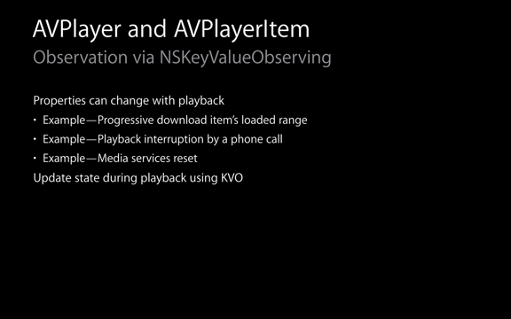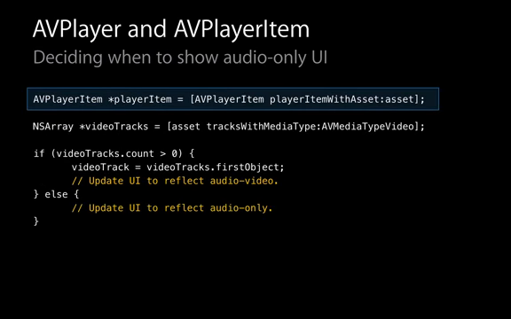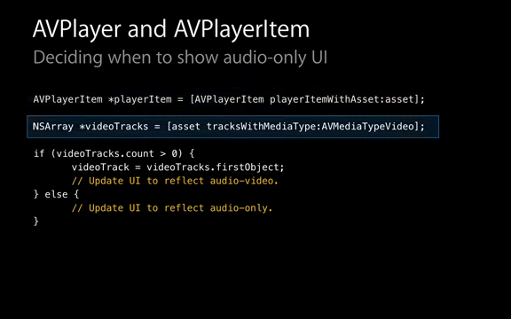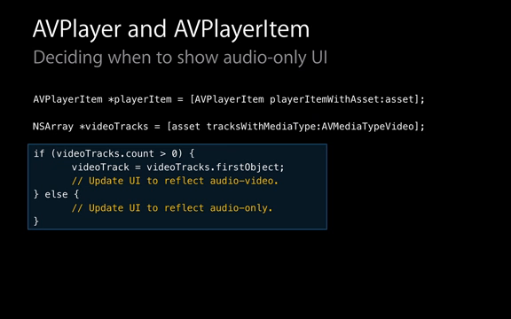Let's look at an example in code where KVO might come in handy. In this example, I would like to decide when to show audio-only UI in my application. Here, I first create a player item with an asset. Then I try to access the tracks property of an asset, particularly of type video. And then I check to make sure that there are no video tracks before I update my UI to audio only.